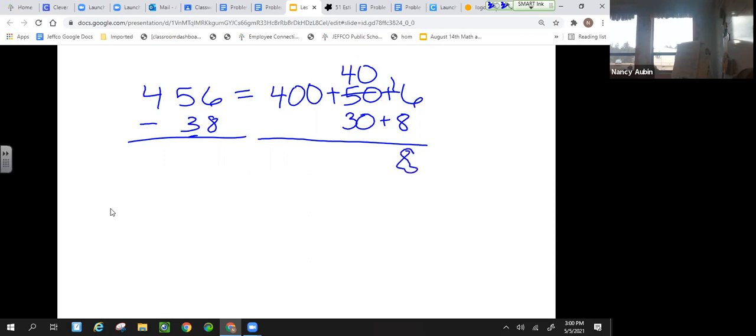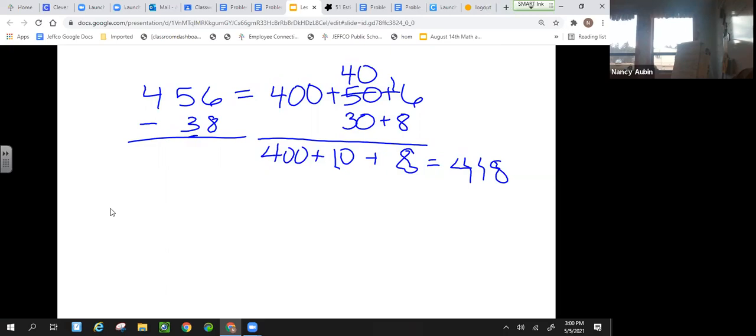Can I do 40 minus 30? What's 40 minus 30? 10. Can I do 400 minus nothing? Yep. What's it equal? 400. Now if we add that up, what do we get? 418. That's the expanded form.